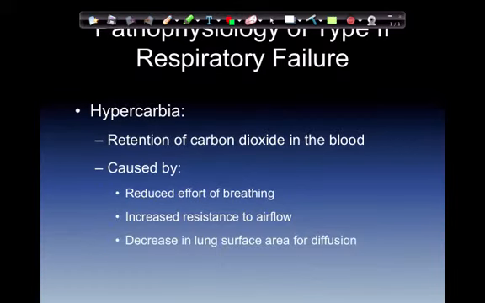Pathophysiology of Type 2 respiratory failure: hypercarbia. So anybody that has a high amount of CO2 could fit into this category. Now the COPDers have that because they retain CO2 because of the damage or the inability to ventilate from whatever cause. Most of them have a combination of diseases, whether it be asthma, or chronic bronchitis or emphysema, any two combinations of those, or any of those two, for more than 6 months, and they have the diagnosis of COPD. Retention of carbon dioxide is essentially caused by a reduction of effort of breathing, increased resistance to airflow, or decrease in lung surface area for diffusion.